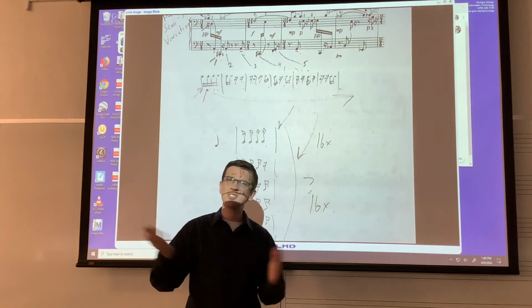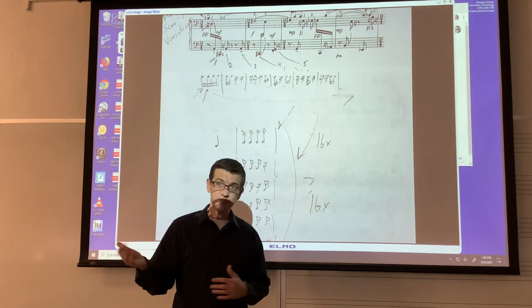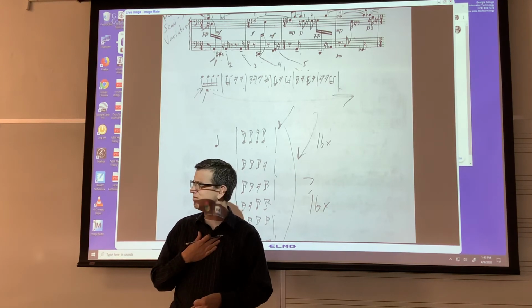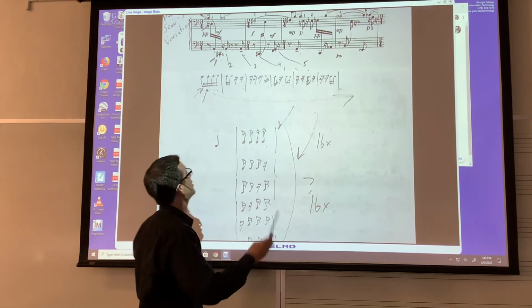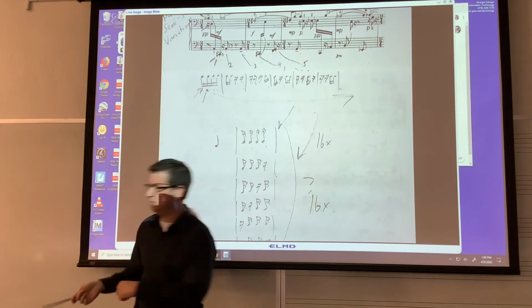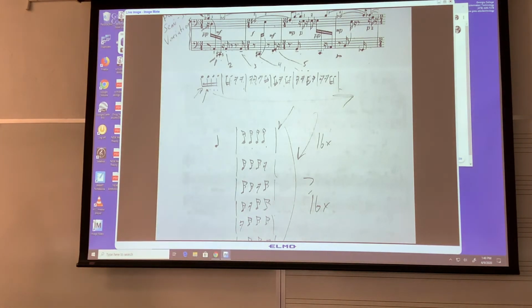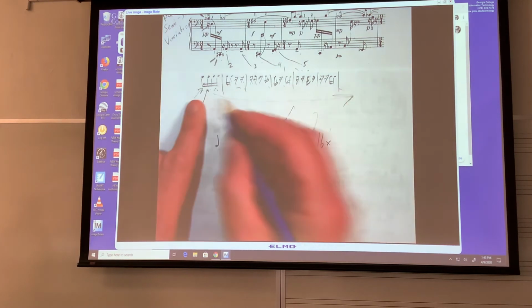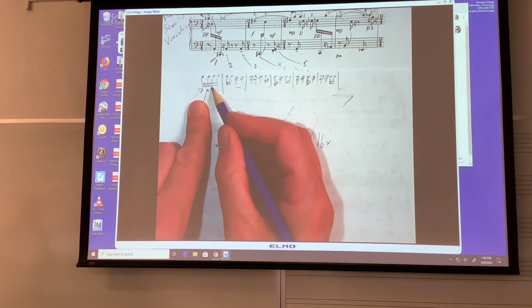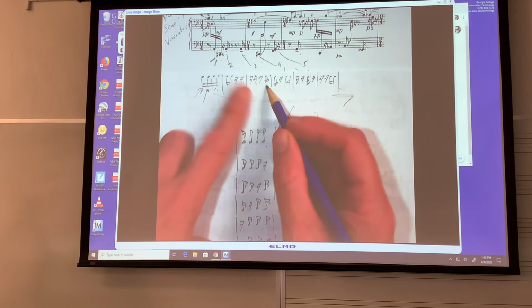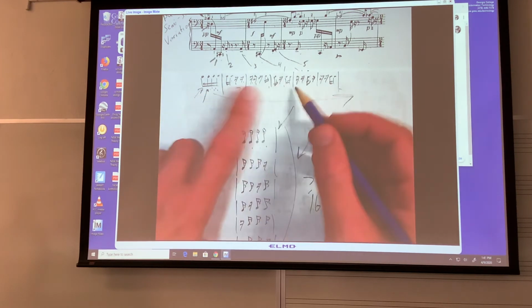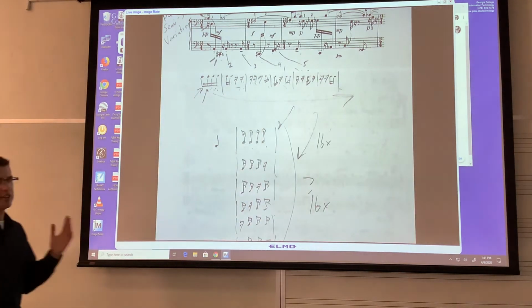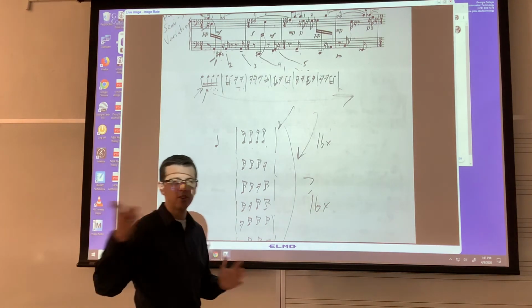So you can transpose it 16 times. Actually, wait a minute, that's not right. Transposing it means we would start on the next group. So if we transposed it, we wouldn't start on this note, we would start on this one, and this one would go at the end. And if we transposed it twice, we'd start here, and these two would go at the end. So we could transpose it by switching around where our starting spot is.